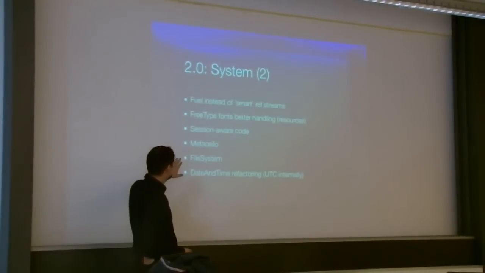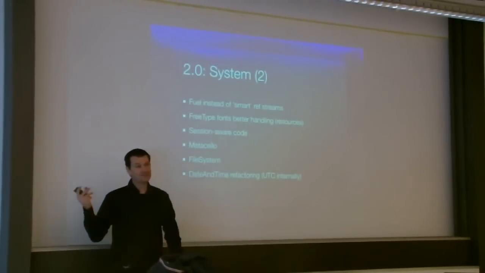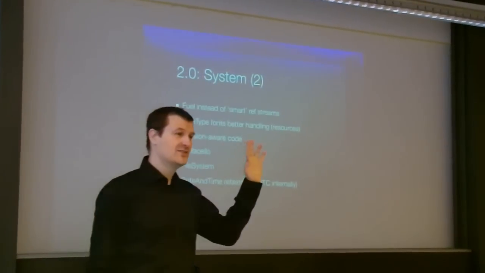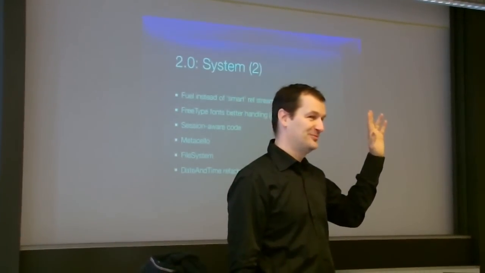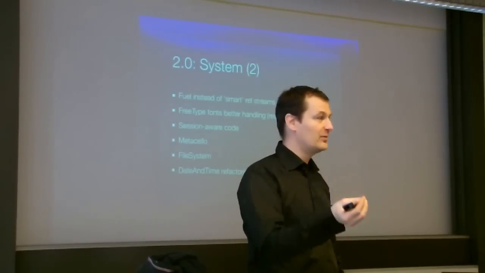So, for the system, we use Metacello. So now Metacello is in the system. So Metacello, who knows what Metacello is? Okay, that's good. So Metacello, this is a map. This is a way to describe the map of a project.